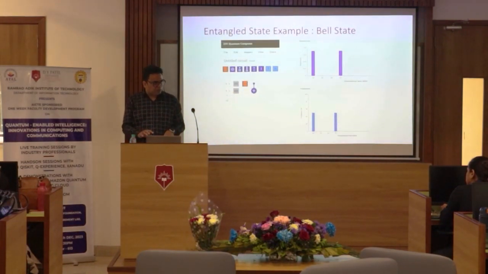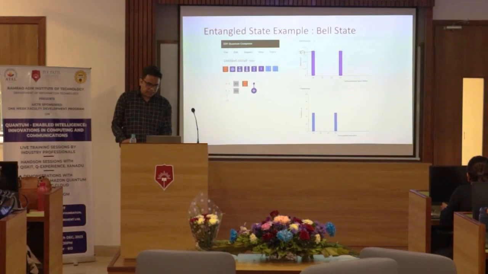In a quantum computer or lab scenario, we can create this kind of quantum circuits. These qubits are initially 0, 0, and we apply the Hadamard gate and then the CNOT gate, and we can see that here the amplitude is 1 by root 2, that is 0.707. The probability of measuring 0, 0 and 1, 1 is 1 by 2, 1 by 2.